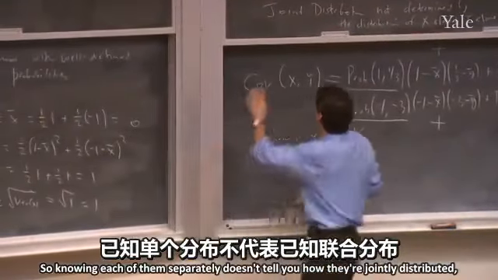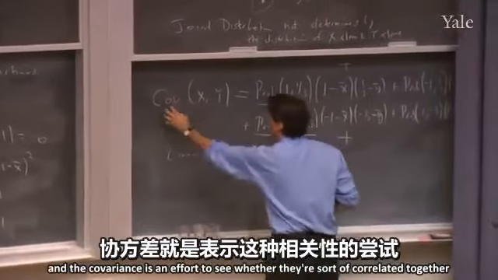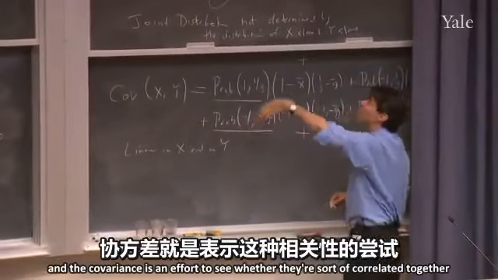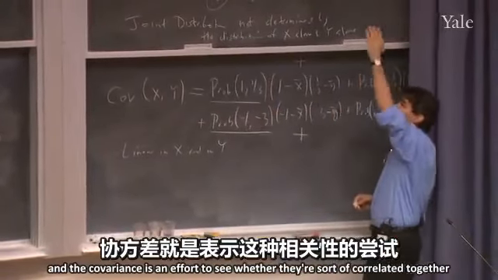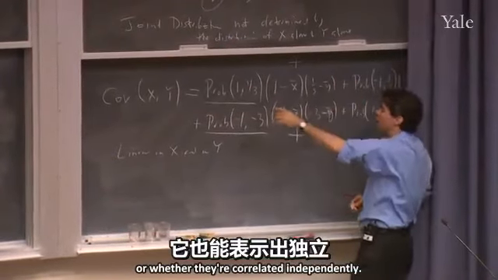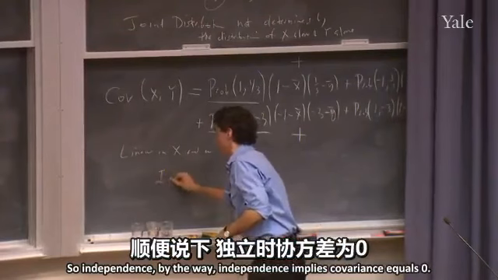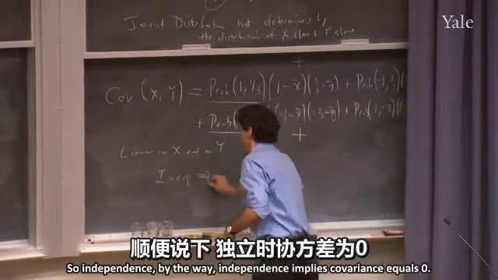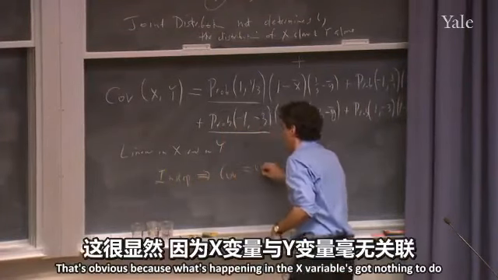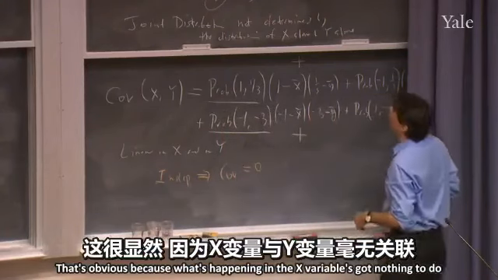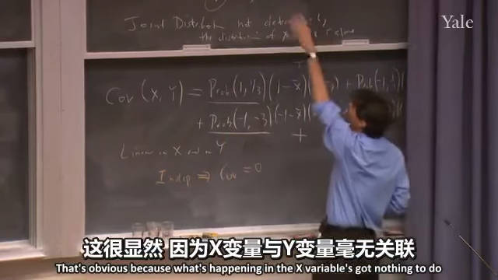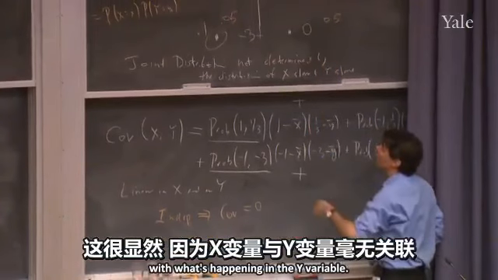So knowing each of them separately doesn't tell you how they're jointly distributed. And the covariance is an effort to see whether they're sort of correlated together or whether they're correlated independently. So independence, by the way, implies covariance equals 0. Okay, and that's obvious because what's happening in the x variable has got nothing to do with what's happening in the y variable.